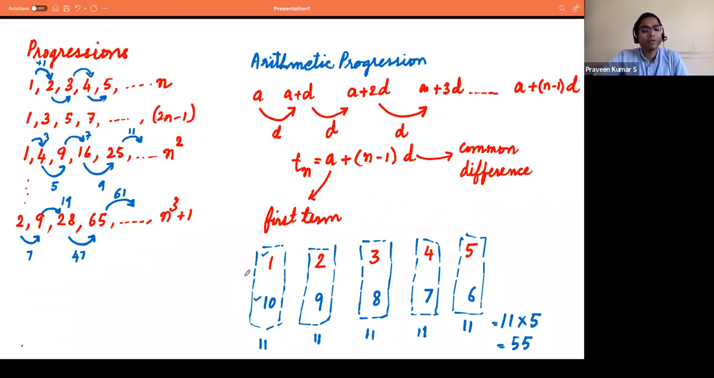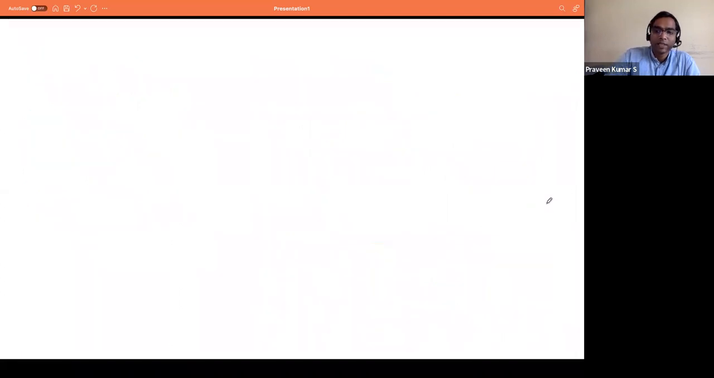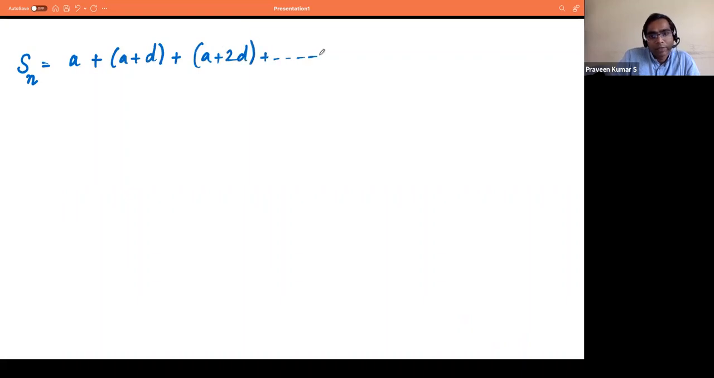Whenever you are given any arithmetic progression, one of the interesting properties you are usually asked to calculate is the sum of n terms. If you have a, next a plus d, a plus 2d, and so on till a plus (n minus 1) into d.